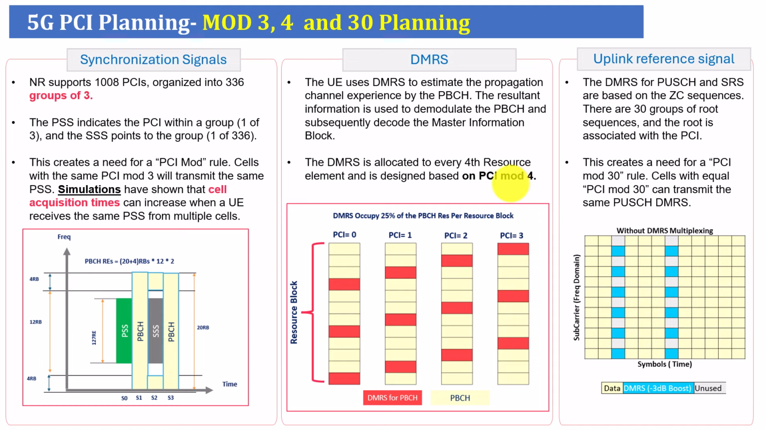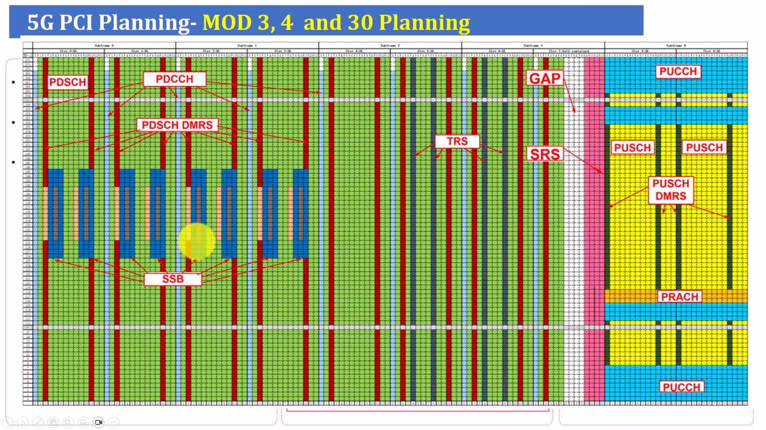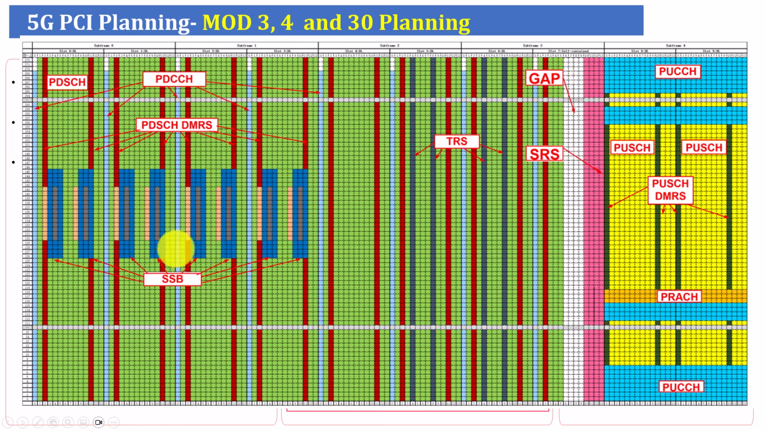Okay. So just here, the last one, that's about the uplink reference signal. Just to quickly recap, I would like to show how the figure looks in the frame. Again, here you have the SSS, which requires mod 3 planning, and the broadcast channel requires mod 4 planning.